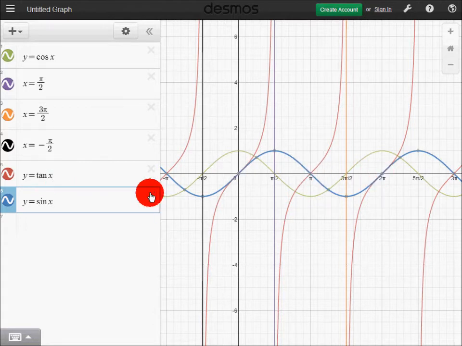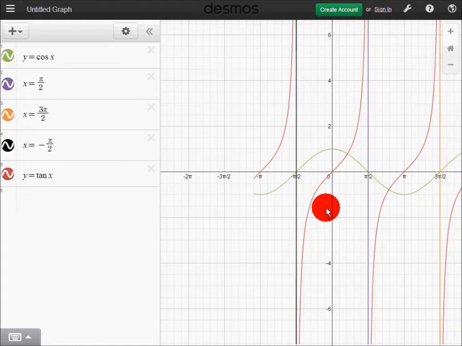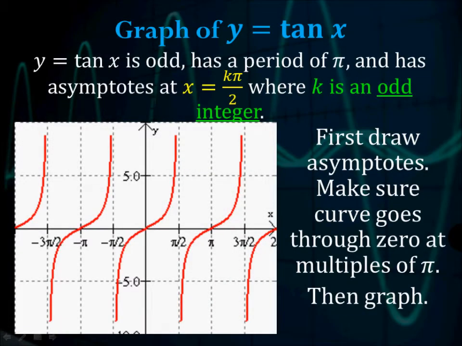Okay? So let's clear all this. So what you can see is tangent is going to go from low to high. It's going to have a period of pi. So you can see a whole cycle is between pi over 2 and 3 pi over 2. And it's going to hit 0 in the middle. And wherever cosine is 0, pi over 2, 3 pi over 2, you're going to have an asymptote. So notice again, period of pi. It's going to be symmetrical with respect to the origin. So it's an odd function, and it's going to have a period of pi. I mentioned that already.